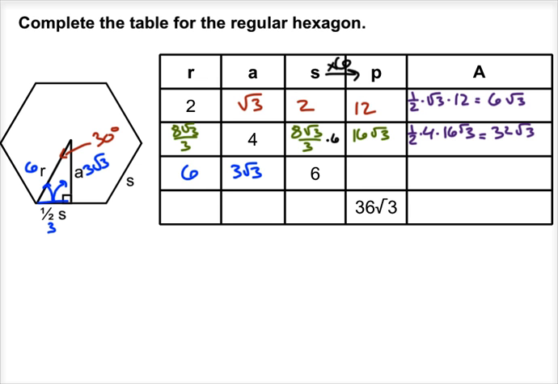I know now in the chart from side to perimeter, I'm multiplying by 6, which is 36. Doing my final area, it's 1/2 times the apothem, which is 3 square roots of 3, times the perimeter, which is 36. And when I multiply this all out, I'm going to do half of 36 first, so half of 36 is 18. 18 times 3 is 54, and then I still have the square root of 3.